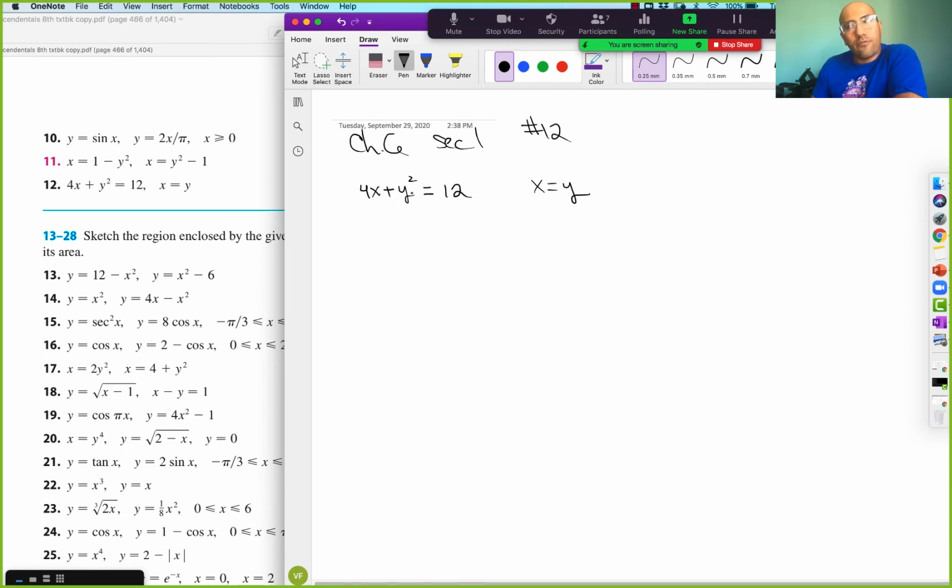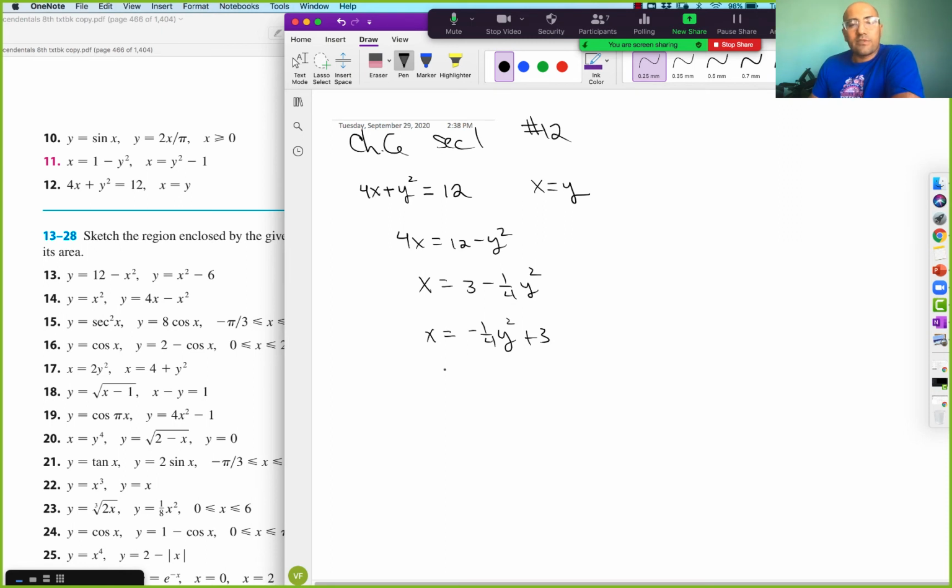Now, if we solve for y, we're going to end up with this square root thing, plus or minus the square root of something. So instead, think of solving it for x, and you end up with 4x equals 12 minus y squared. Divide everything by 4, and we get x equals 3 minus 1/4 y squared. And then just moving things around a little bit, I'll do this: negative 1/4 y squared plus 3. Right?